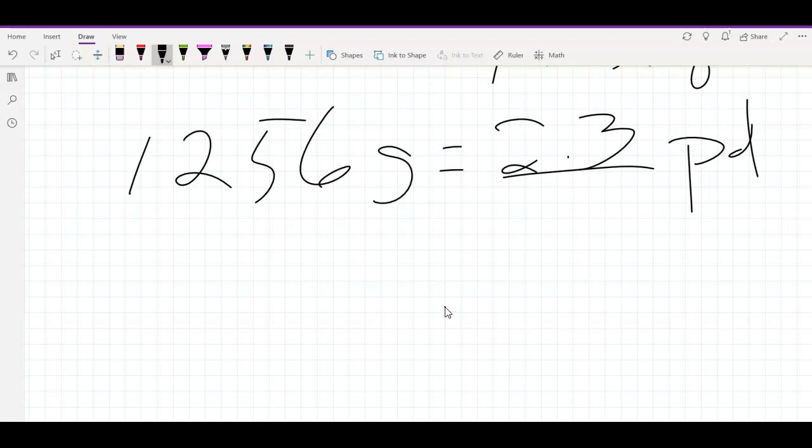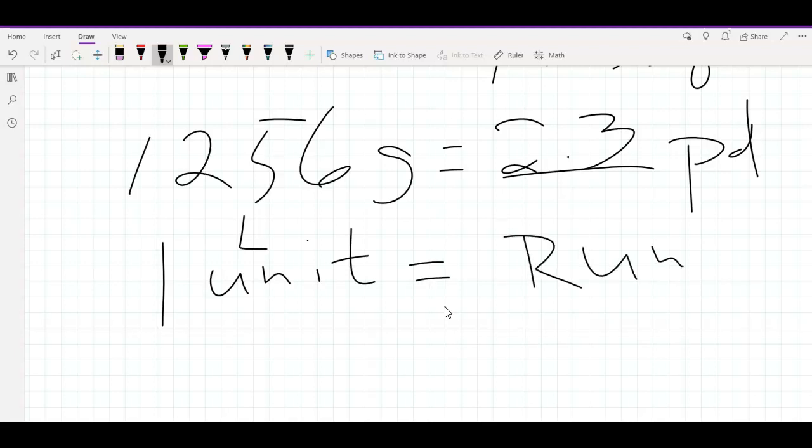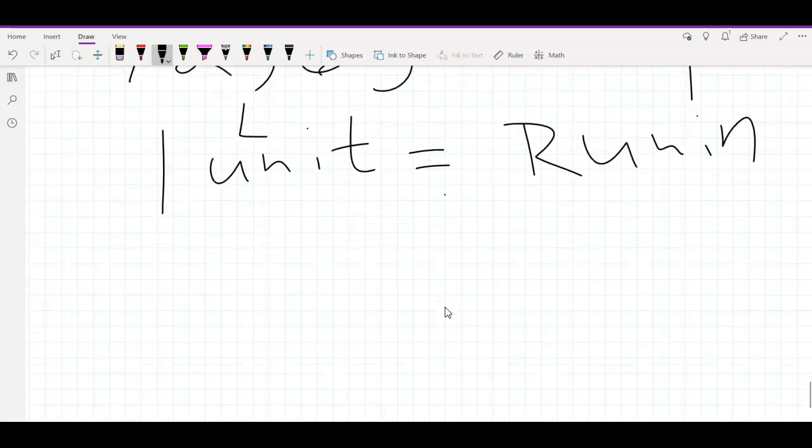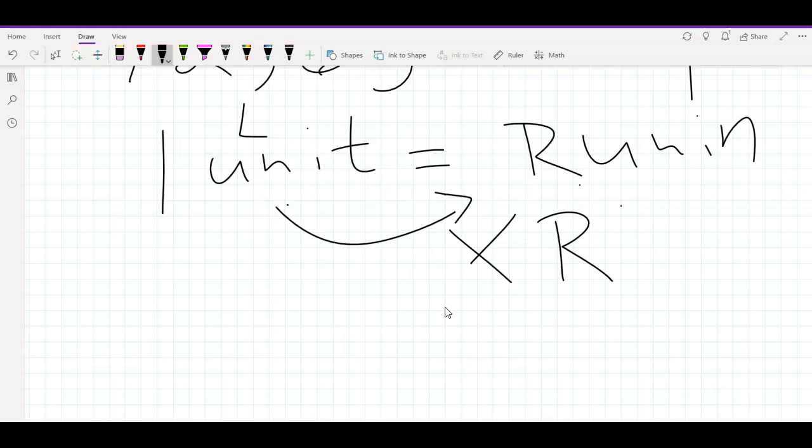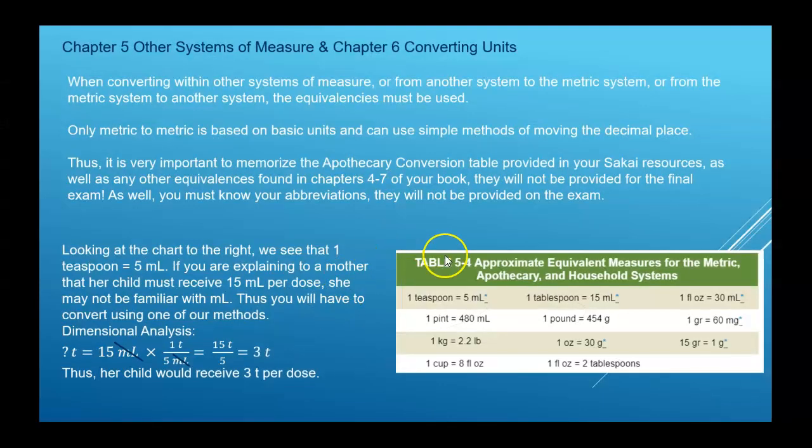So if you always memorize the ones on the left, we'll call this the L unit, and we'll call this the R unit. If you memorize your ones on the left, anytime you're going from the L unit to the R unit, you would multiply by whatever's in front of the R. If you're going from the R unit to the L unit, you would divide by the number in front of R. That's just the way I do it. But your proportion method and your dimensional analysis still work. You have to memorize your equivalencies.